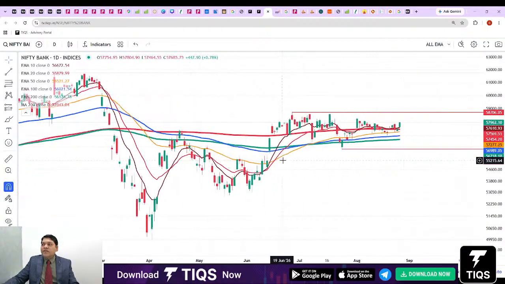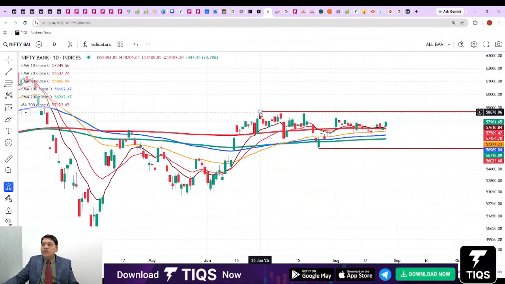In Bank Nifty there is a structure. We have already shown you last time as well. On 25th of June the high was 58,706. On 24th of July the low was 56,023. So, round figure 56,000. Here the round figure is 58,710. So until it closes above 58,710 or below 56,000, the trend is sideways.